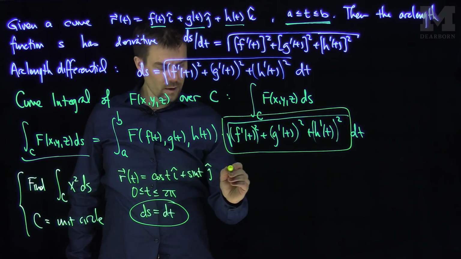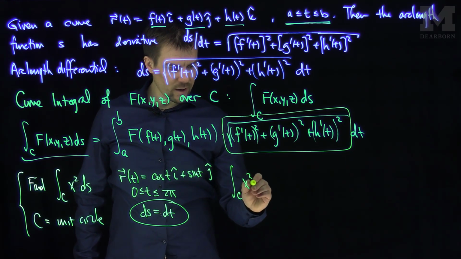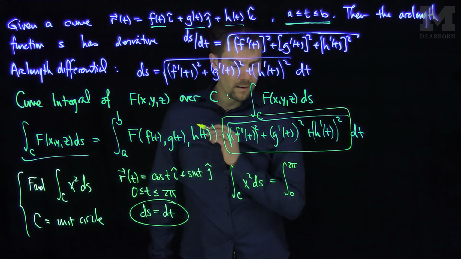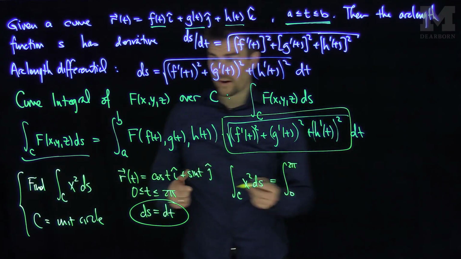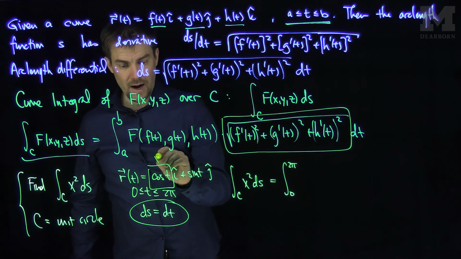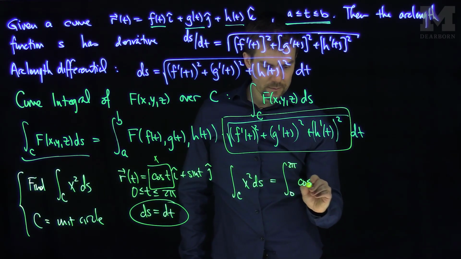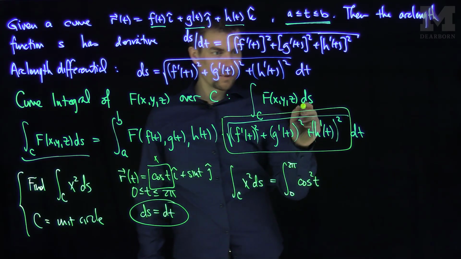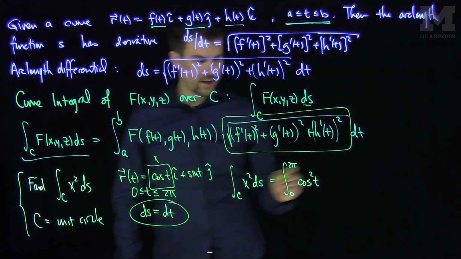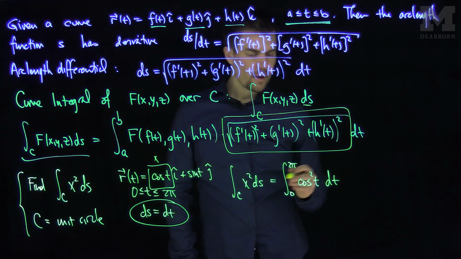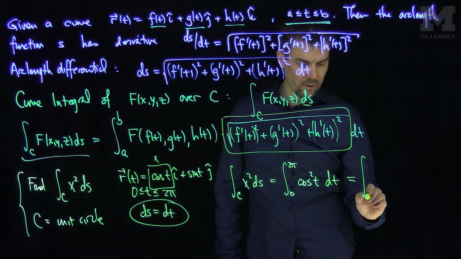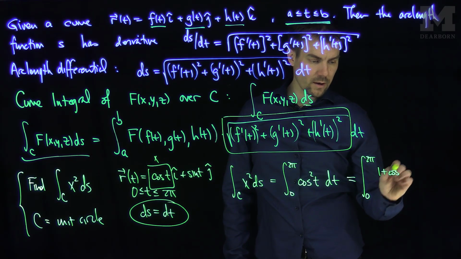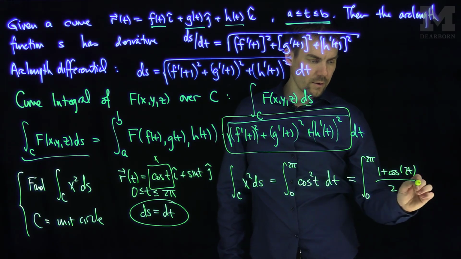And so our curve integral, the integral over c of x squared ds, will be the integral from 0 to 2 pi of x squared. What is x on the curve? On the curve, x is equal to cosine t. So I do a cosine squared of t, and then we have a ds, but ds in our case is just dt. Now I can use the power reduction formula: the integral from 0 to 2 pi, cosine squared of t is 1 plus the cosine of 2t over 2, dt.